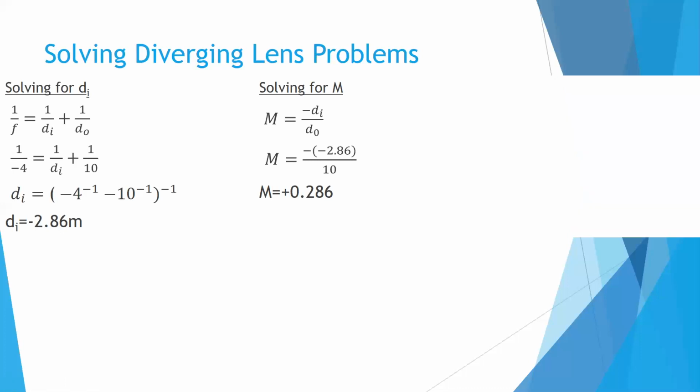Last thing we need is to find the image height. Solving for hi, we're going to use our other magnification equation, hi over ho. Now we got our magnification from part 2. We know the height of the object is 3 meters, so we just got to plug that in. Easy math there. We just got to multiply. There's no inverse or anything like that. Multiply across: 3 times 0.286 gives us an image height of 0.858 meters.